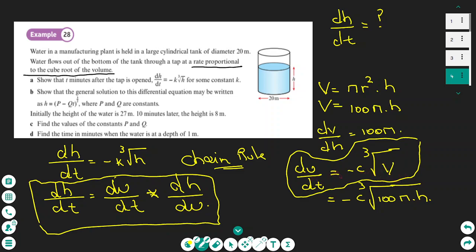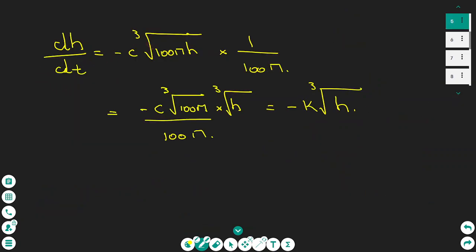And now you have everything here to apply the chain rule and find the dh over dt. The dh over dt is equal to dv over dt, then dv over dt is minus c cubic root of v, and then dh over dv is the reciprocal, 1 over 100 pi. So by writing the equation down and simplifying, it's possible to find an expression for dh over dt. So this is what I did. This is the minus c cubic root of 100 pi h. This is the cubic root of the volume, times 1 over 100 pi.